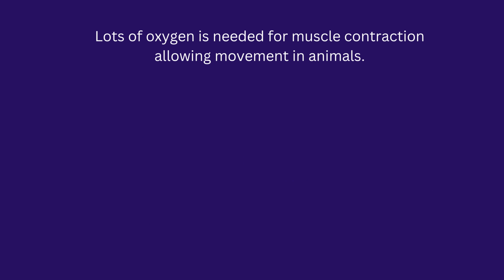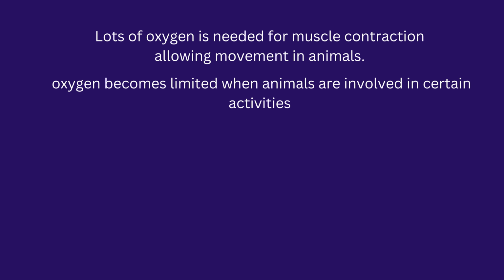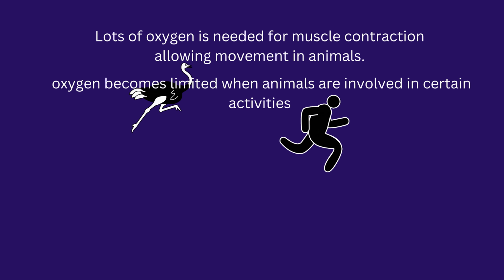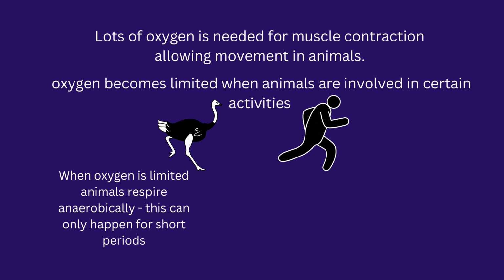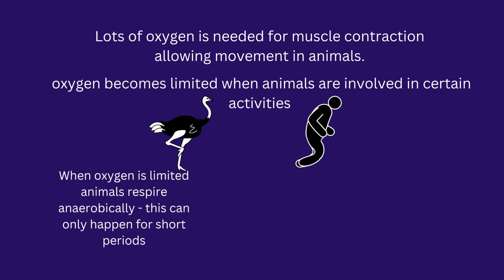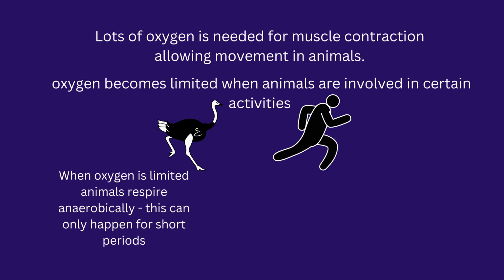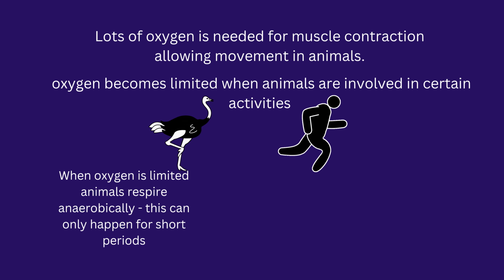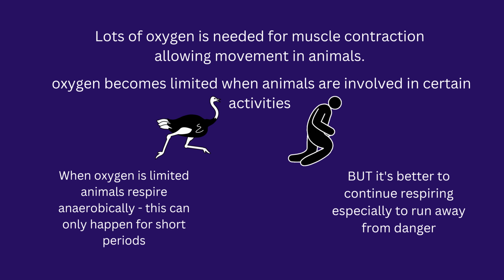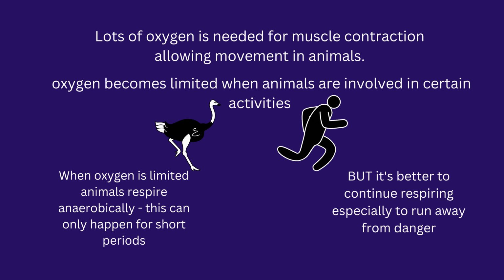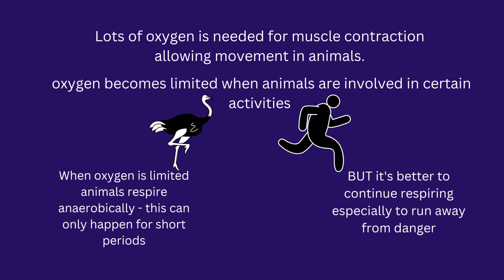Lots of oxygen is needed for muscle contraction, allowing movement in animals. Oxygen becomes limited when animals are involved in certain activities, for example, if they are running. When oxygen is limited, animals respire anaerobically. This can only happen for a short period. But it is better to continue respiring, especially to run away from danger.